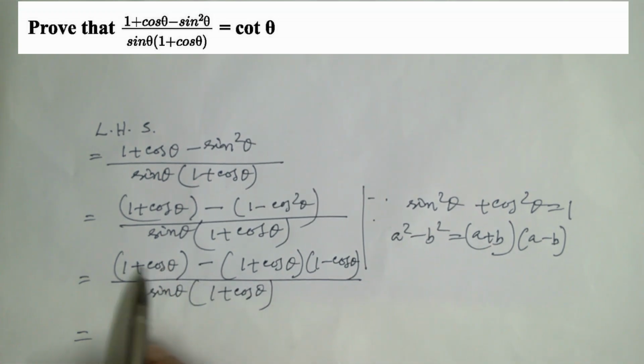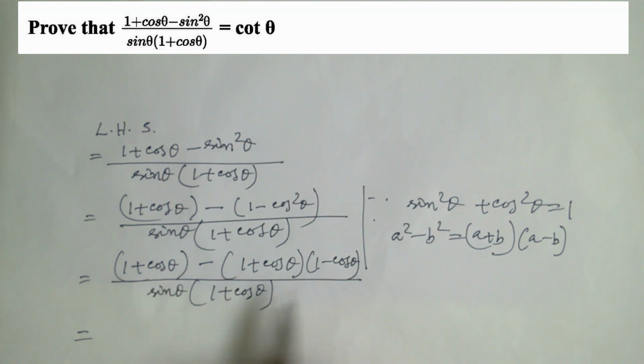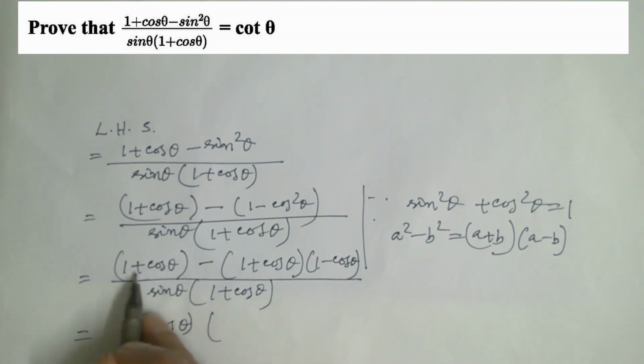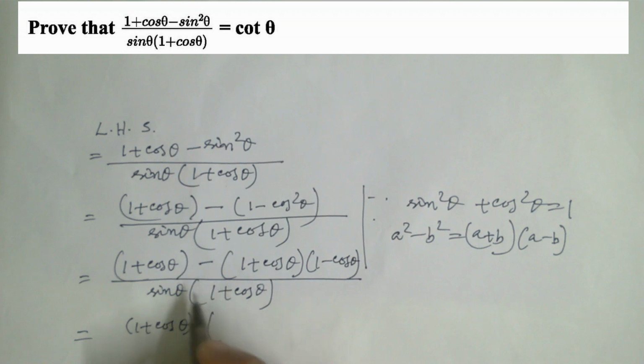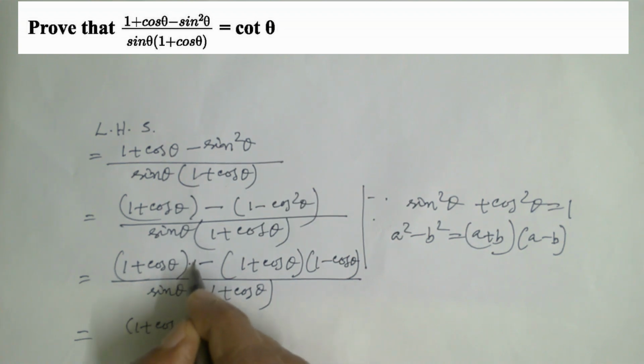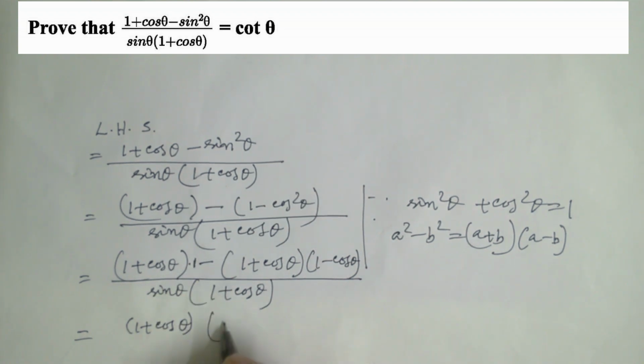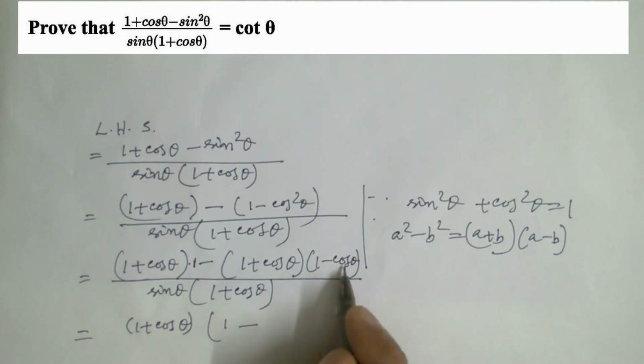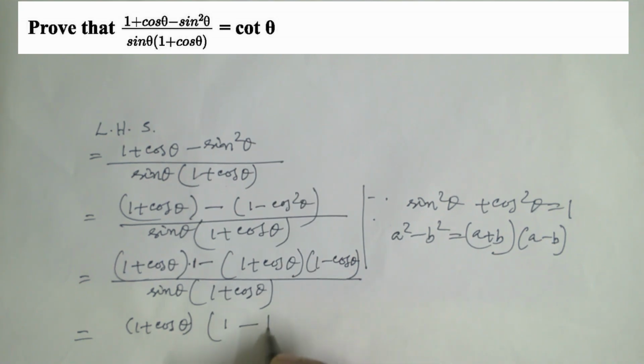Now take out common 1 plus cos theta from the numerator. Now taking out common, what is remaining in the first term? 1 plus cos theta into 1. That means we may consider this 1 minus, this is taken out as a common, so minus (1 minus cos theta), so minus 1 and minus of minus cos theta, which is converted into cos theta.